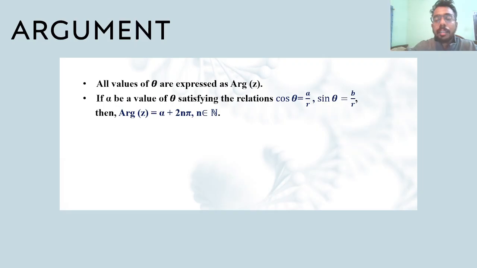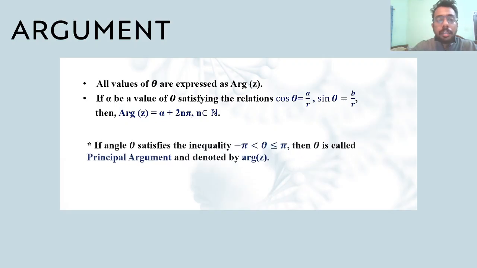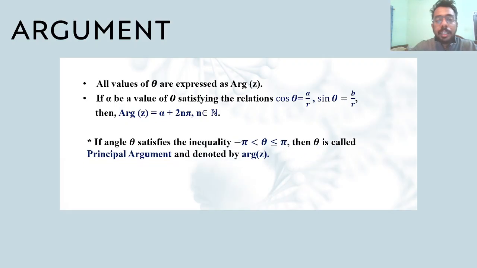Now the argument of the polar representation of a complex number satisfies this relation, where cos theta equal to a by r, sin theta equal to b by r. Then the argument of z is alpha plus 2n pi, where n belongs to the set of integers. If the angle theta satisfies the inequality minus pi to pi, then theta is called the principal argument and denoted by principal argument z. That means the extended argument is equal to the principal argument plus 2n pi, where n belongs to the set of integers.